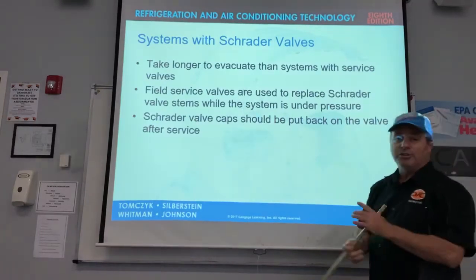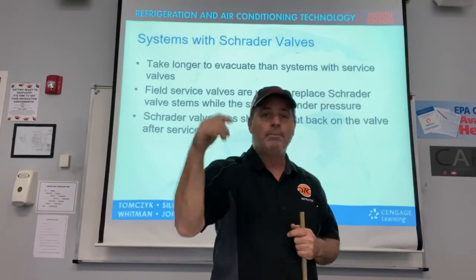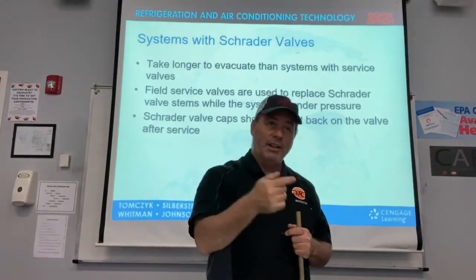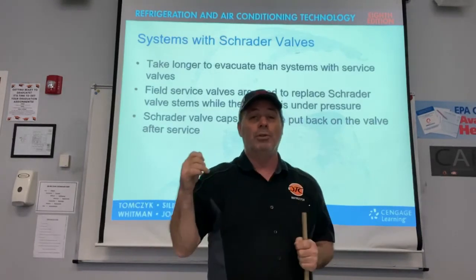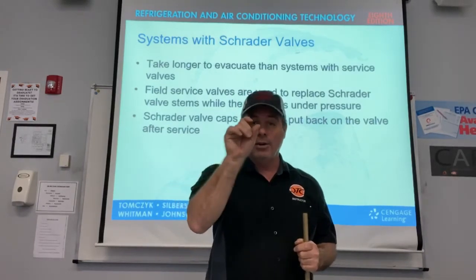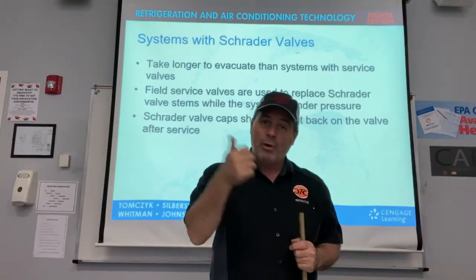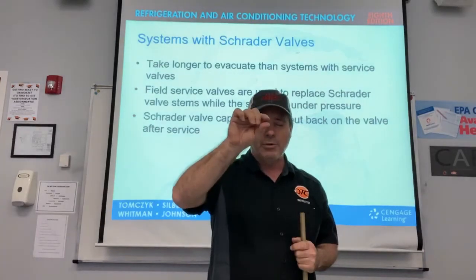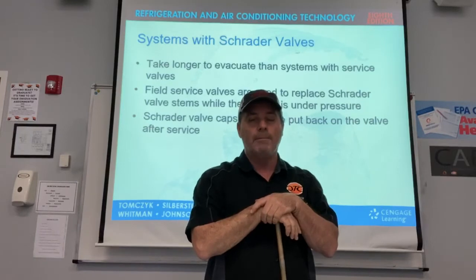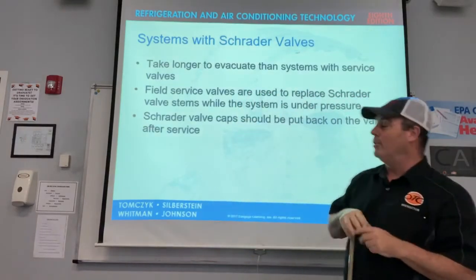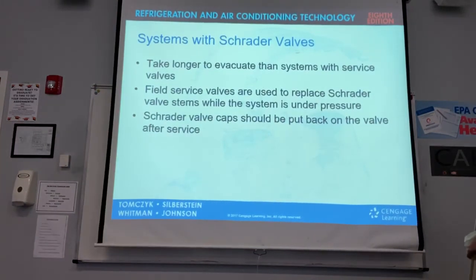Remember, Schrader valves are those little bitty valves like you see on a tire tube, and you press that little core. When it's depressed, it allows the gas to go back and forth. Actually, when you're running a vacuum, you should pull that core out, because it has to be depressed to allow the vacuum to happen. That little core is taking up a lot of room in your valve. It actually acts like a restrictor. It makes the vacuum take a lot longer. And then you should put them back after you're done.